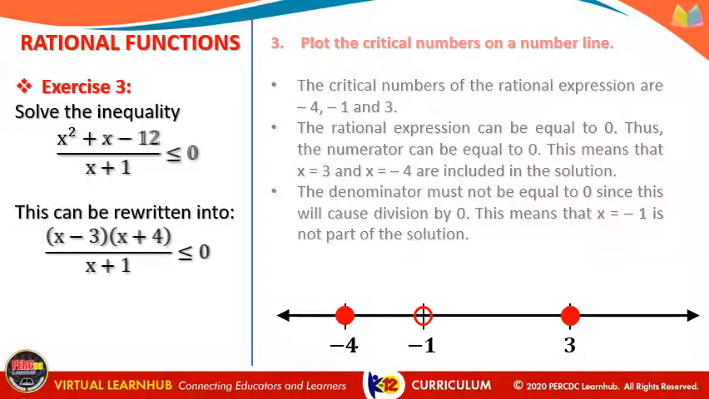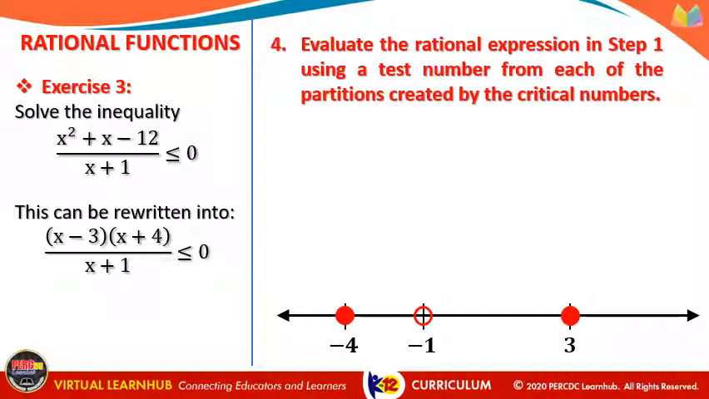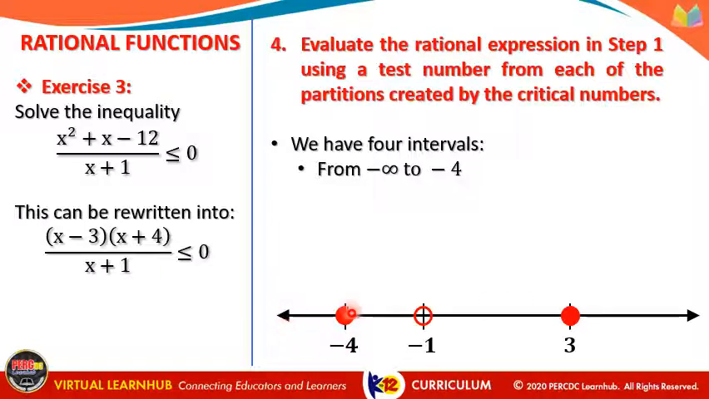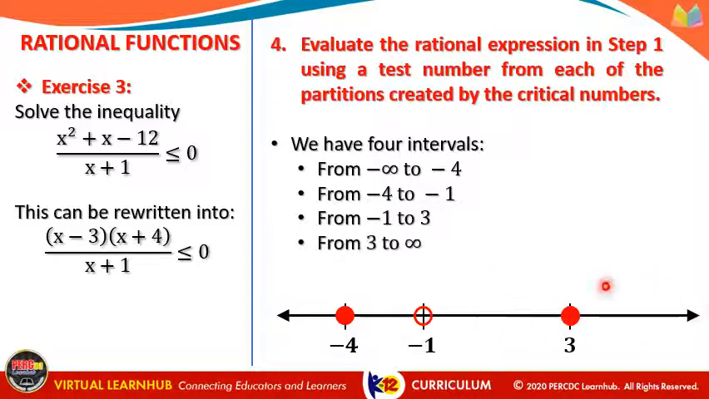Now, let us evaluate our expression using test points from our partitions. Ilang hati ngayon yung ating number line? As you can see, may 4 na tayong hati. Ano yung 4 na yon? Yung una is from negative infinity to negative 4. Yung pangalawa is from negative 4 to negative 1. Yung pangatlo is negative 1 to 3. And yung pang-apat ay 3 to positive infinity. Well, actually, kahit na ilang partitions pa yan, iisa lang naman ang goal natin. And that is to find out ano ang magiging sign nito.